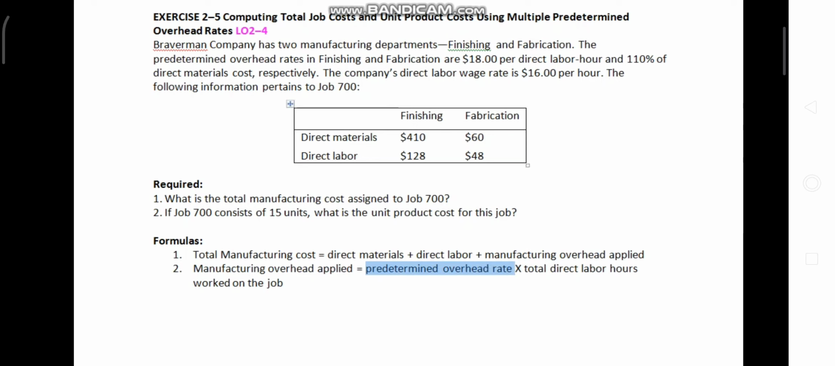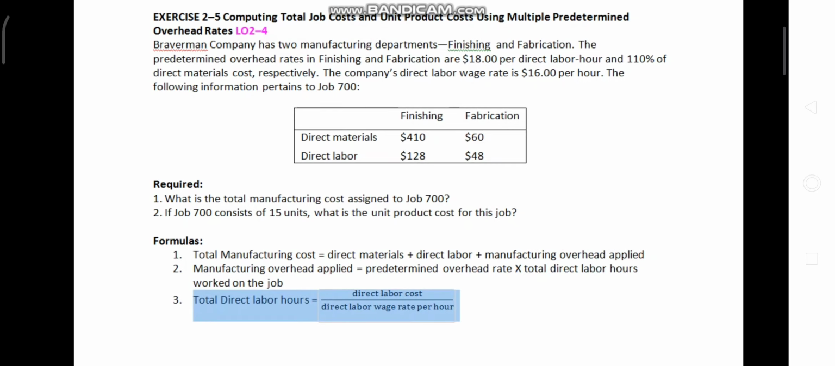Predetermined overhead rate is again mentioned for both finishing and fabrication department. It's right here, but the total direct labor hours worked on the job is missing. So the formula for that is direct labor cost divided by direct labor wage rate per hour. The second requirement is asking us to calculate the unit product cost. Formula for that is cost of job divided by number of units.